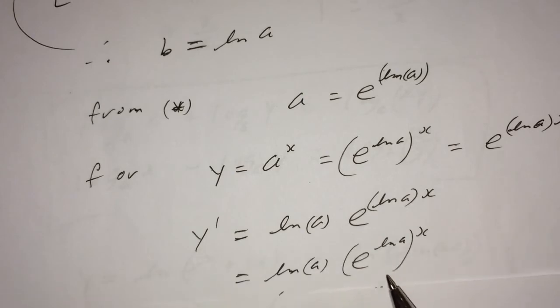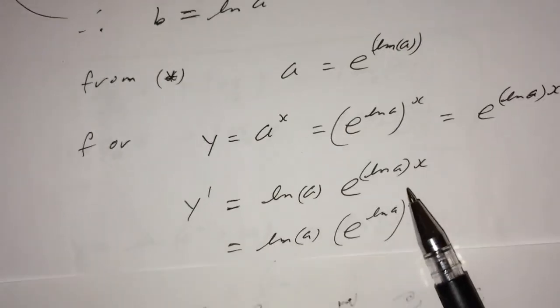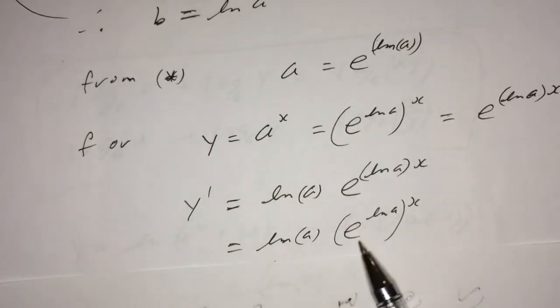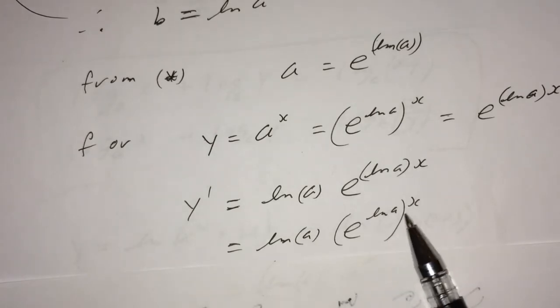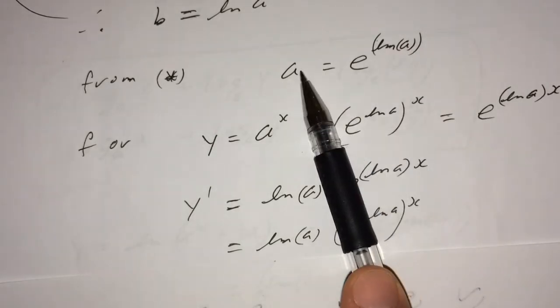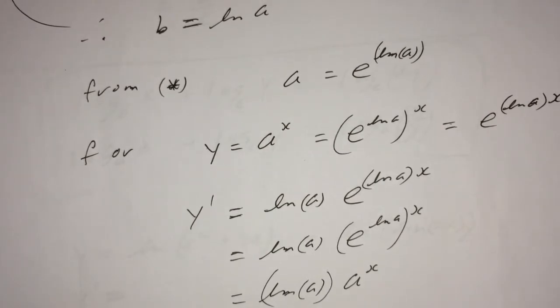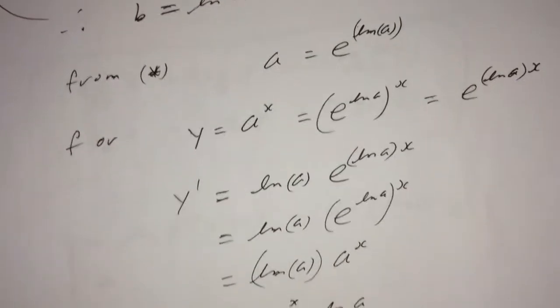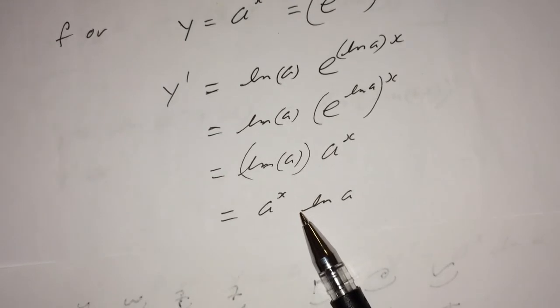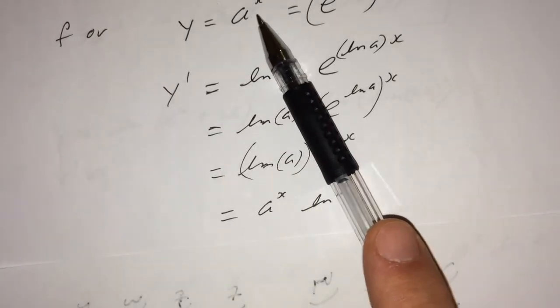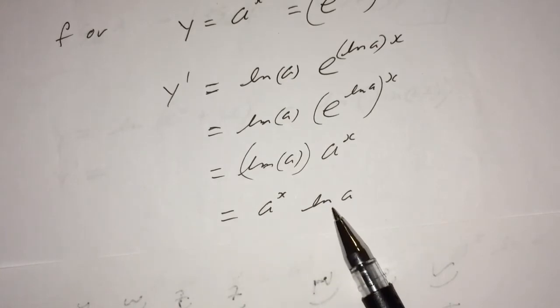Multiply those in, break that up. And e to the ln a is just a. Okay, so y prime equals ln a times a to the x, or a to the x ln a, which is what we often want to write. So when you have a to the x, the derivative is a to the x times the ln of a.